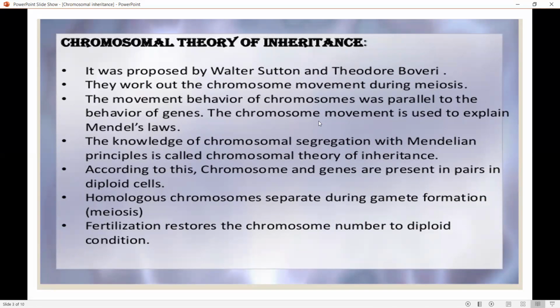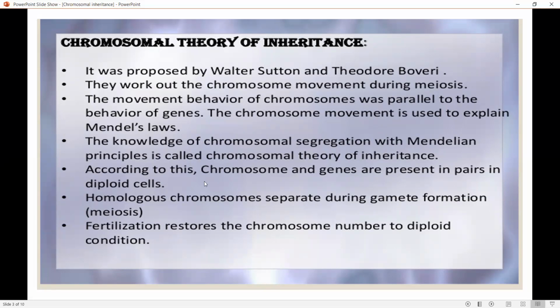That means chromosomes are involved in gene movement that could not be explained earlier, but Sutton and Boveri proved Mendel's law with the help of chromosome movement. The knowledge of chromosomal segregation with Mendel's principles is called the chromosomal theory of inheritance. So what is the chromosomal theory of inheritance? How the chromosomes segregate or move, explained with the help of Mendelian principles, is called the chromosomal theory of inheritance.